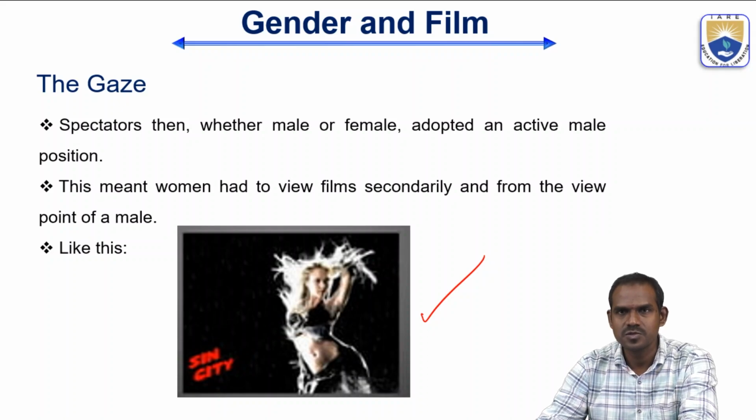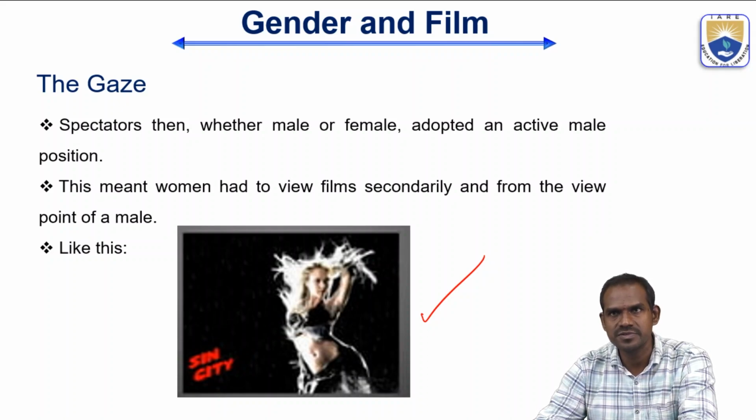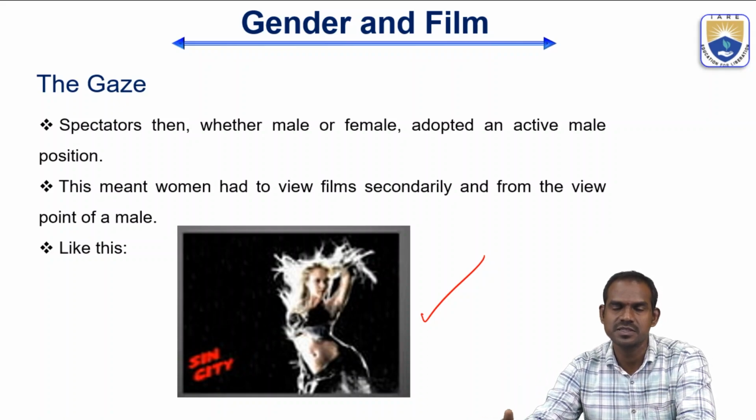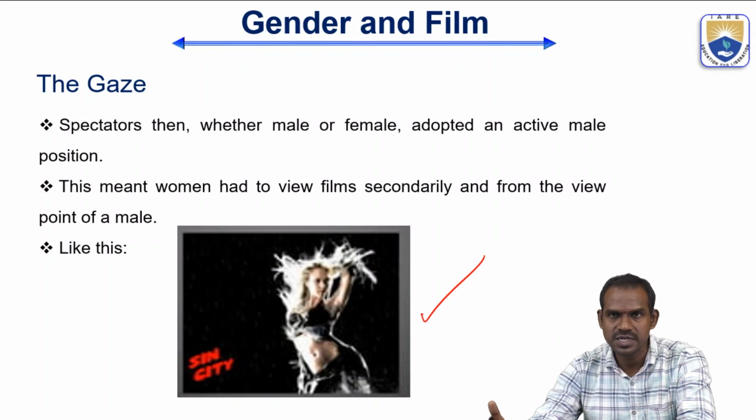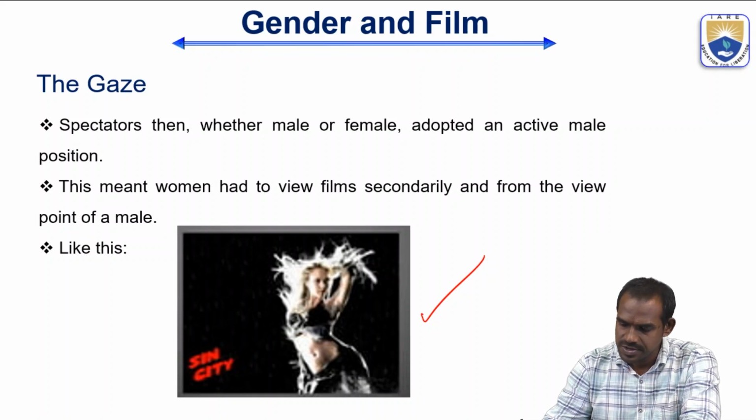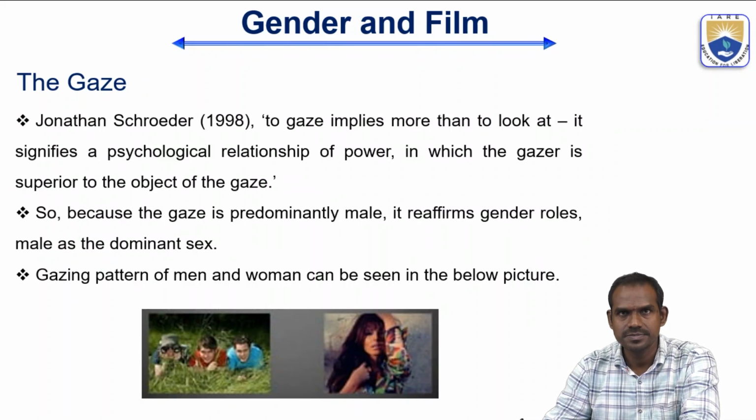Okay. So whoever the spectator is, male or female, they will adopt the active male position or active male role, thinking that I am in that role. Because it is the active role, right? While watching, you will follow the active role, not the passive role. So that is the mindset of the spectator. And let's look at the next content.